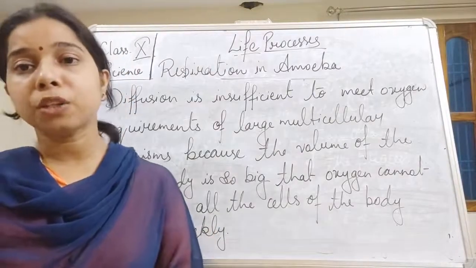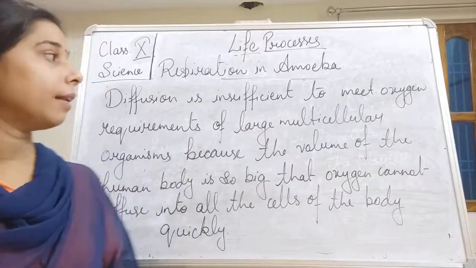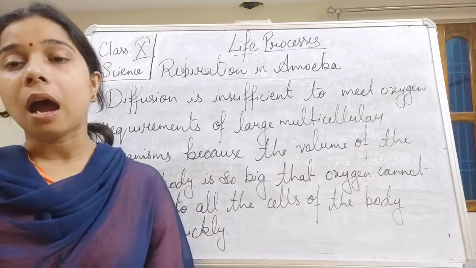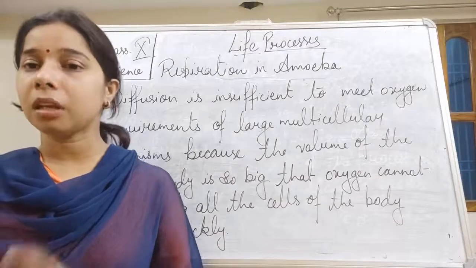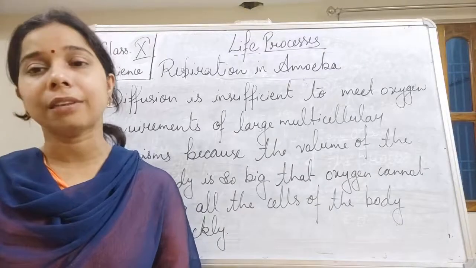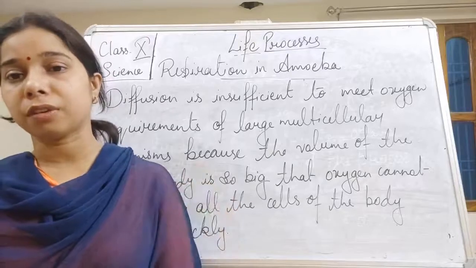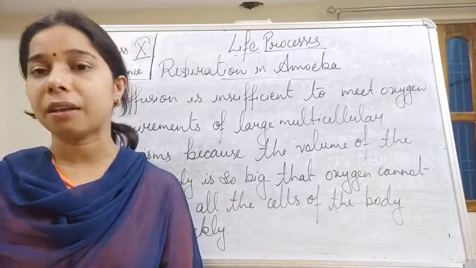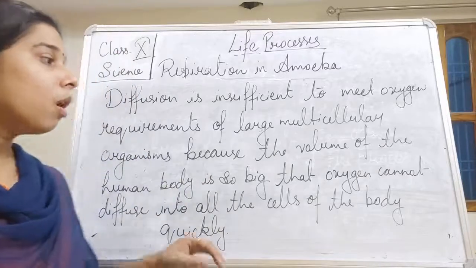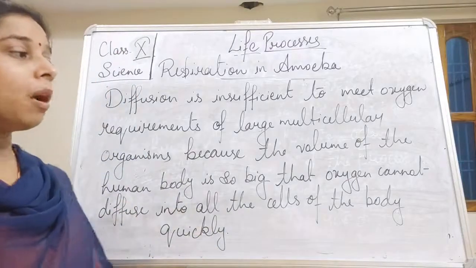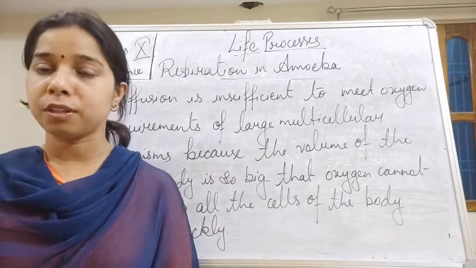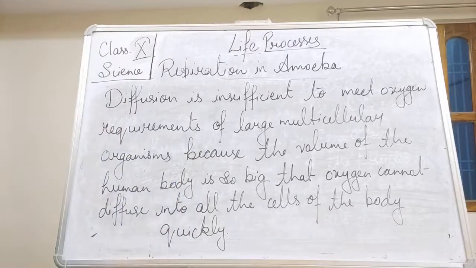So basically the process of diffusion is insufficient to meet the oxygen requirement. Because of the large size, it is not possible to use diffusion to make the oxygen reach each and every part of the cells. Because of the higher volume, oxygen will not reach through diffusion, which we can see in the case of the amoeba.